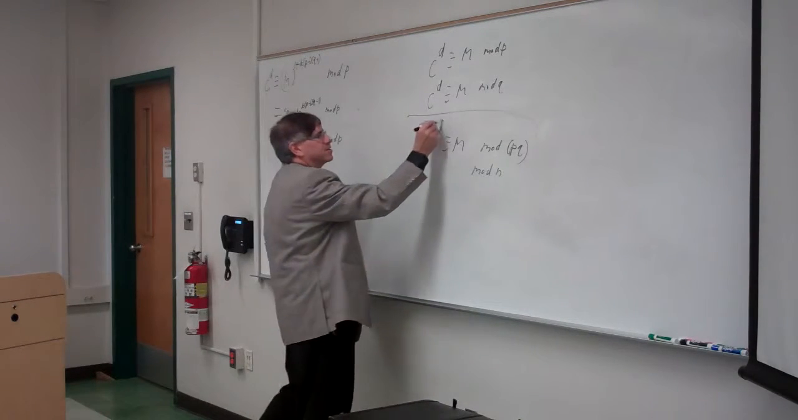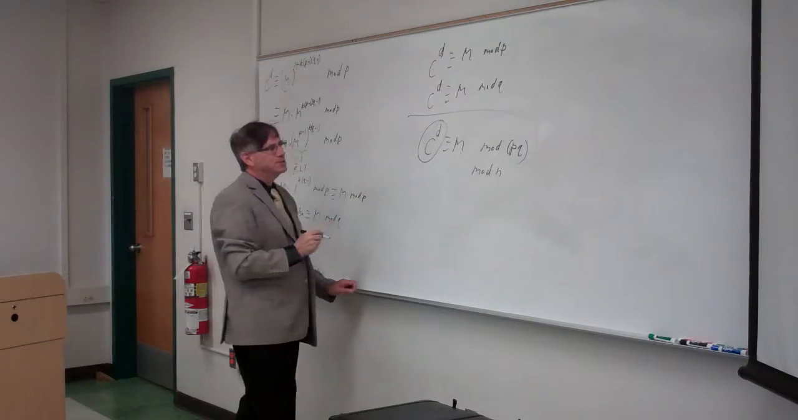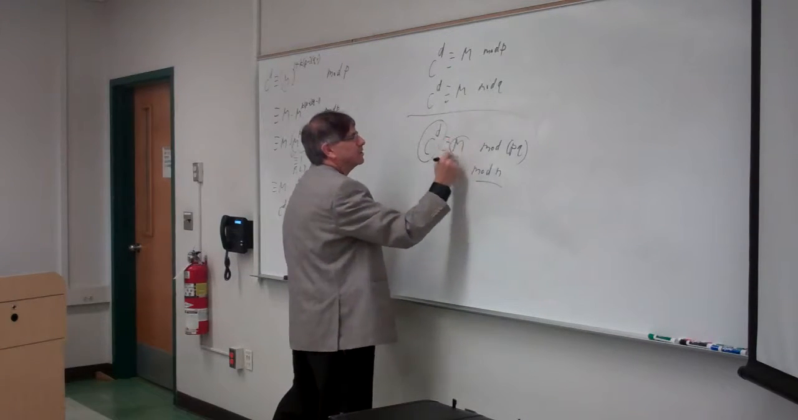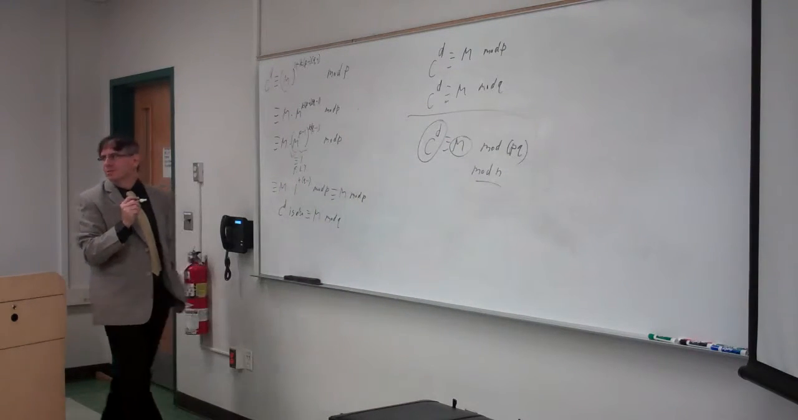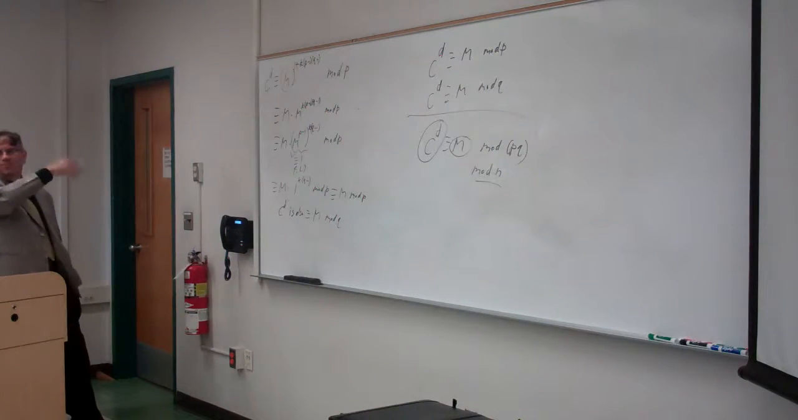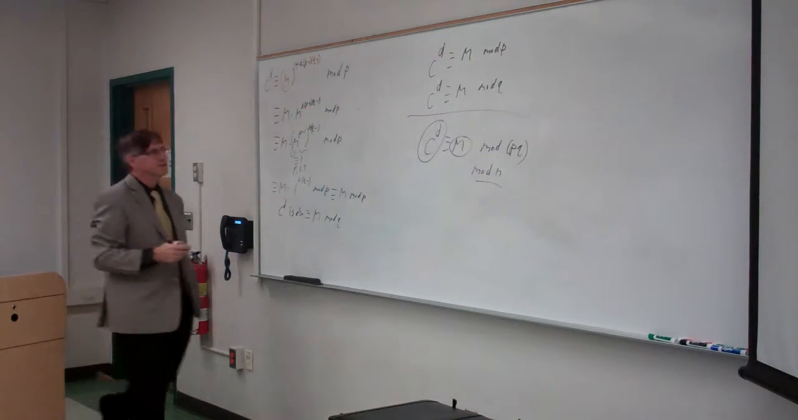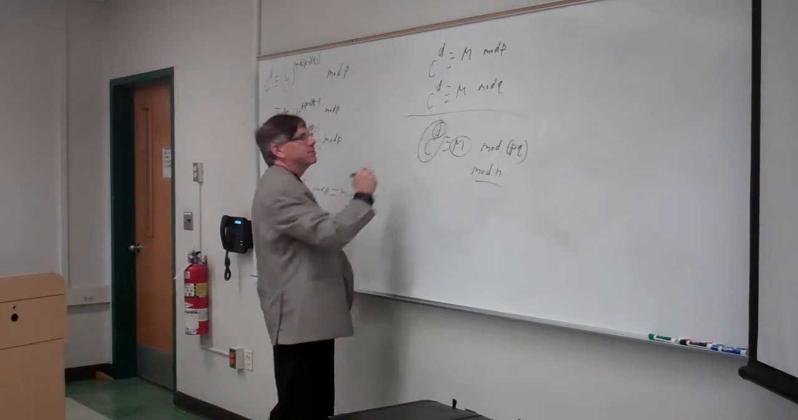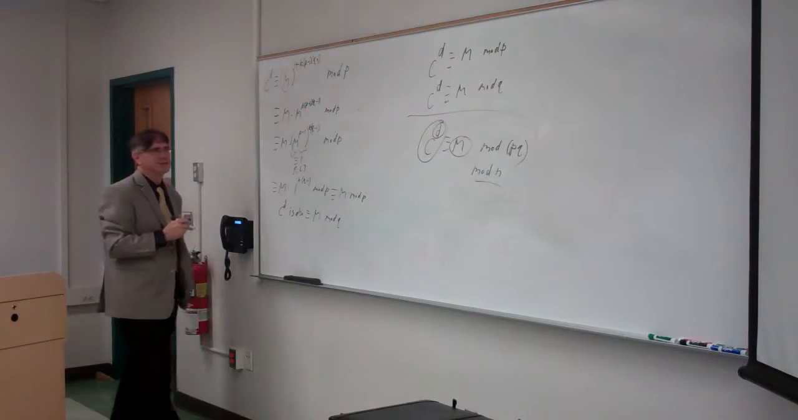So if we take our ciphertext, we raise it to the power d, and we reduce it modulo n, we get back our original message. So that's all proof that you can do this. The solution is simply take your ciphertext, raise it to this power, reduce it modulo n.